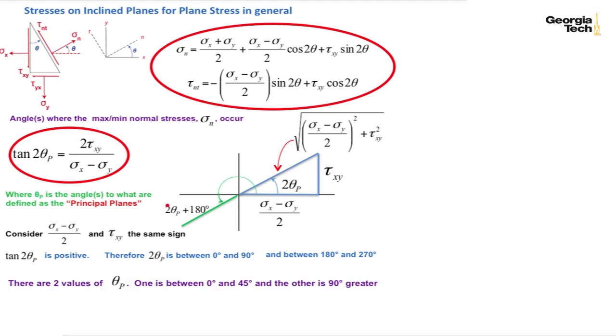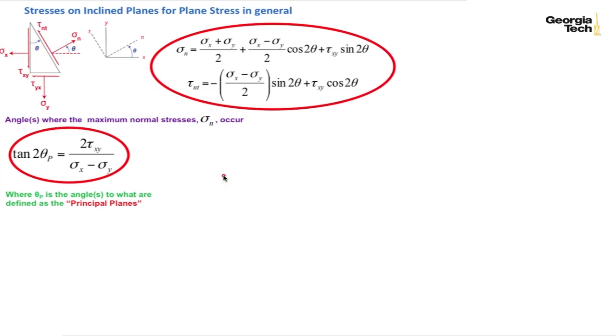And so there are also 2 values of theta sub p on the stress block itself, and they're going to be 1/2 the magnitude of the 2 theta sub p. So the theta sub p's, the angles to the principal planes, will be 0 to 45 degrees and half of this, which is 90 degrees or greater. And the rotation is counterclockwise.